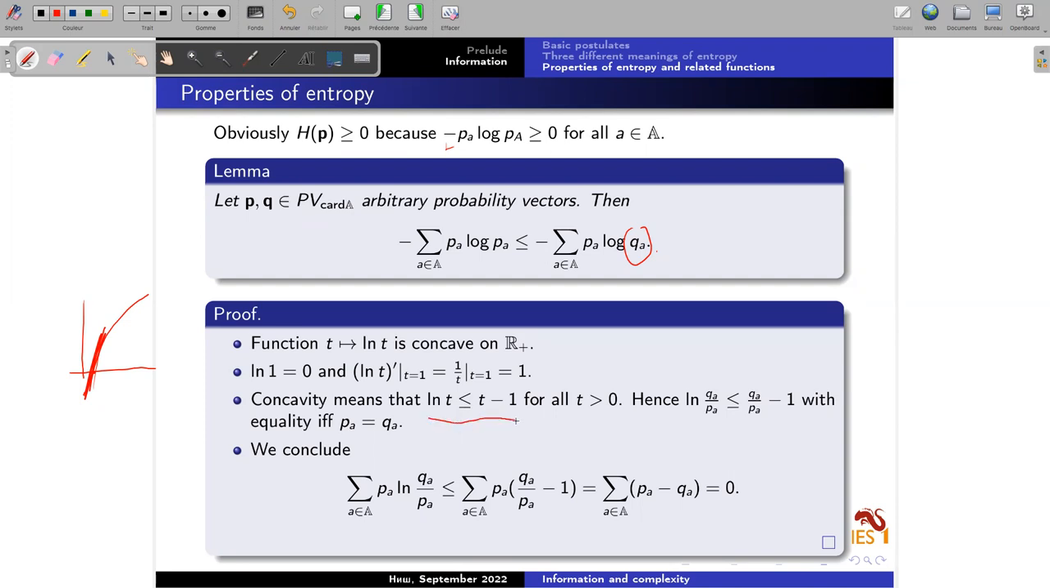So that means log t is always less than t minus 1 for all t positive. And so p_a logarithm of q_a over p_a will be just less than q_a over p_a minus 1. And so we conclude that if I plug in this here, this can be written as sum p_a log q_a over p_a, and this will be negative, and so this gives you the proof of this inequality. Is it clear? This is just convex analysis, nothing else.